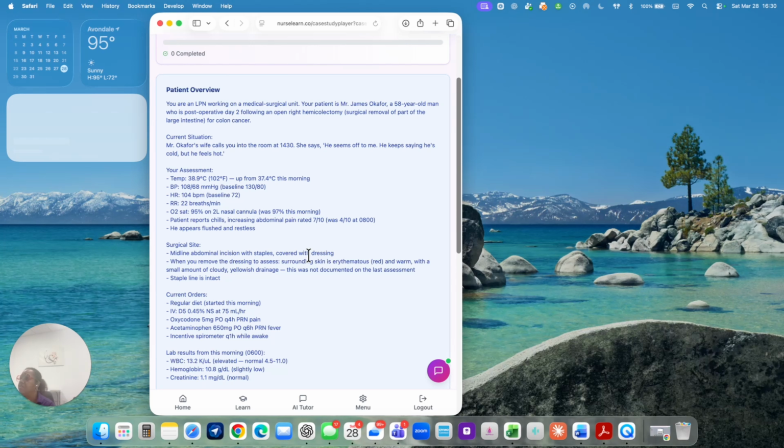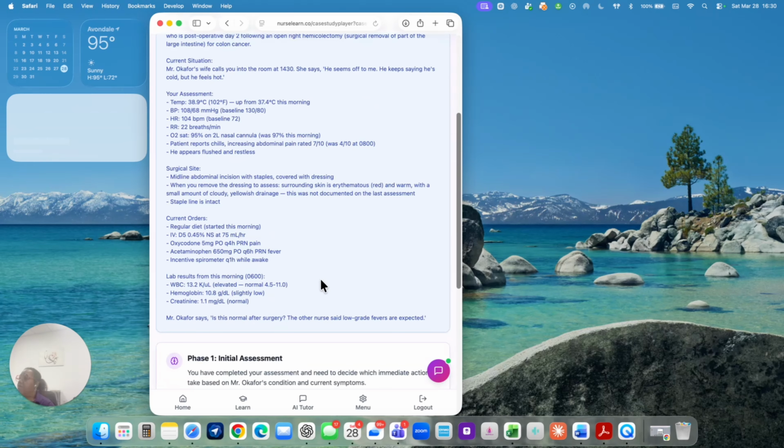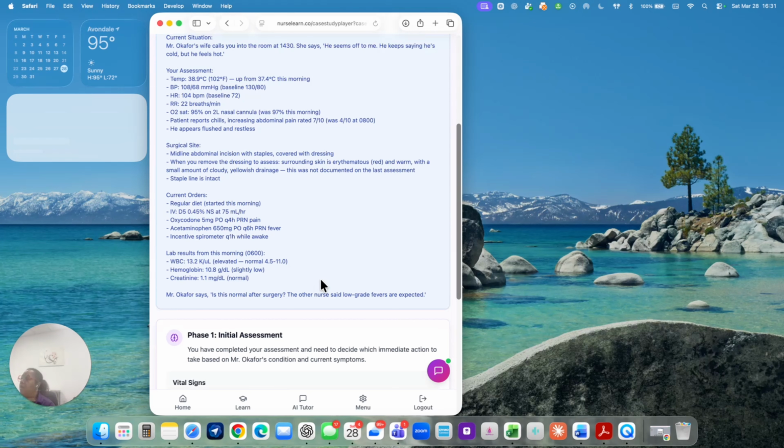You look at the surgical site. There's a midline abdominal incision with staples covered with a dressing. When you remove the dressing to assess, the surrounding skin is erythematous, so red and warm, with a small amount of cloudy yellow discharge. This was not documented on the last assessment. The staple line is intact. Current orders: regular diet, D5 half NS at 75 an hour, oxycodone 5 milligrams every 4 hours for pain, acetaminophen 650 every 6 hours for fever, and vitals every 1 hour while awake.